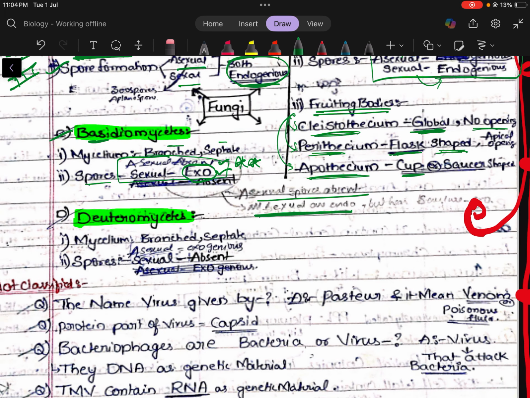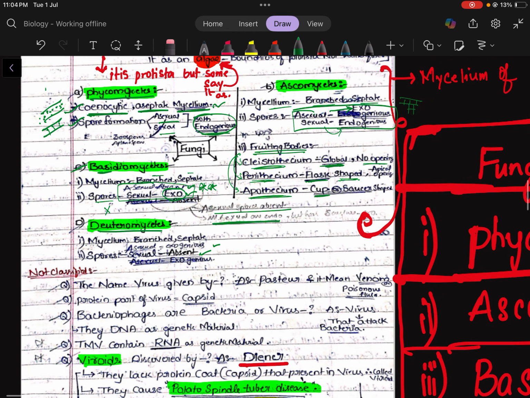So in Deuteromycetes it's the opposite. Sexual spores are absent and asexual spores are exo. Exactly, it's opposite to Basidiomycetes. So this was very, very important.